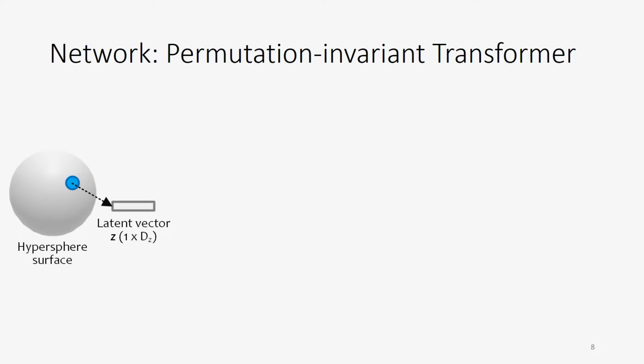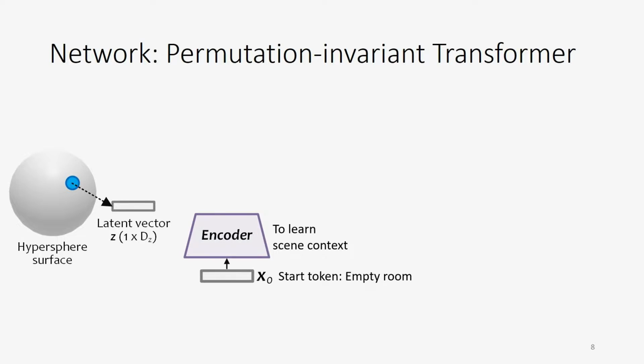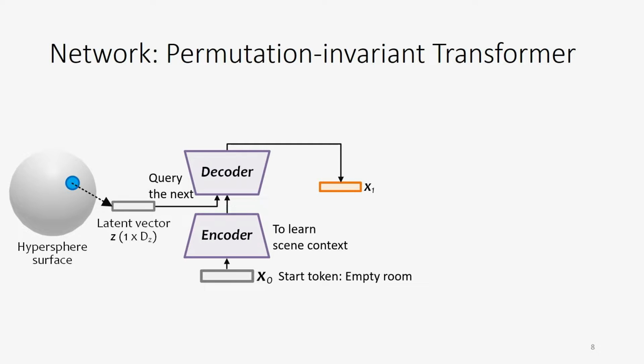More specifically, our method represents each scene as a learnable latent vector Z on a hypersphere. Beginning with an empty room token, we adopt a transformer encoder to learn scene contextual information from existing objects. From the scene context, we use the latent vector Z to query the next object prediction from our transformer decoder.